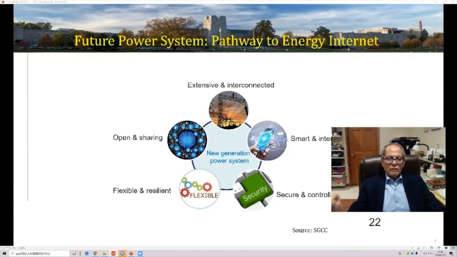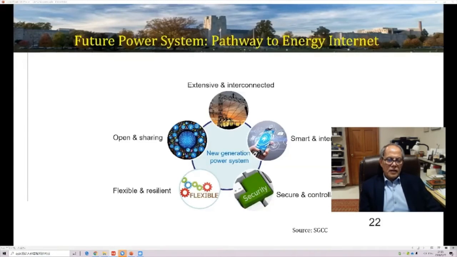Very important. The future power system will have very special qualities. I call them the pathway to energy internet. The 5 components, let me start at the lower left. Flexible, this white box with wheels. It has to be flexible and resilient. What does it mean by resilient? That means it can fail, but when it fails, it must come back to normal status very quickly.